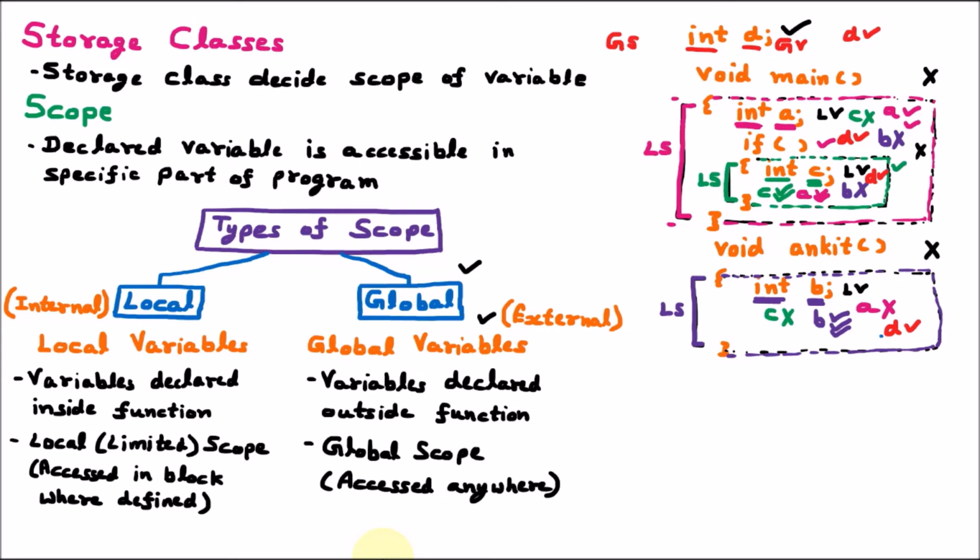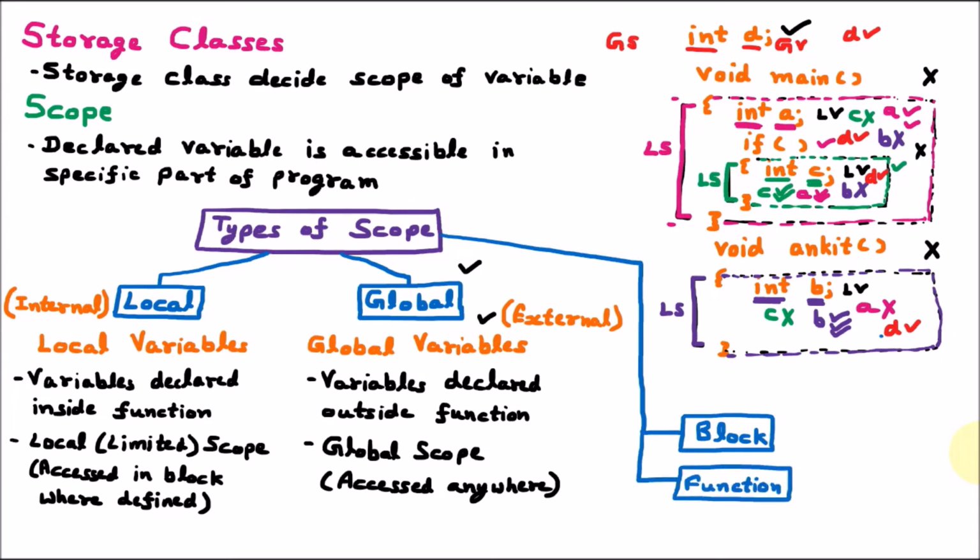But as per some books, there are some different types of scope. The first one is the block scope. The second one is the function scope. And the third one is the file scope. Now we are discussing these scopes one by one. First of all, we have the block scope.